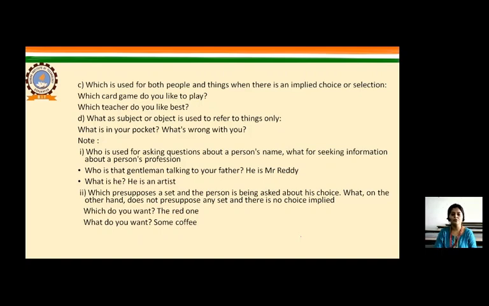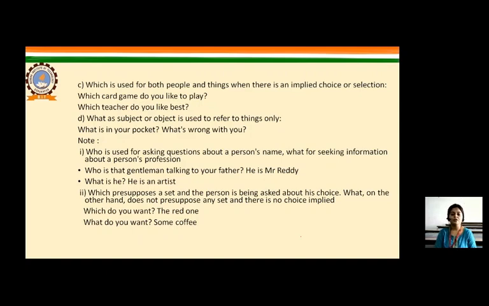Similarly, a few more interrogative pronouns we will cover, like which, which is used for both people and things when there is an implied choice or selection. So we discussed that who is used for some particular person, right? Whom is used in the object when you are asking a question. Whose is used when you want to know who is the owner of that particular commodity or thing. Now which is used when there is a choice or an option. For both people you use which, and for things also you use which.